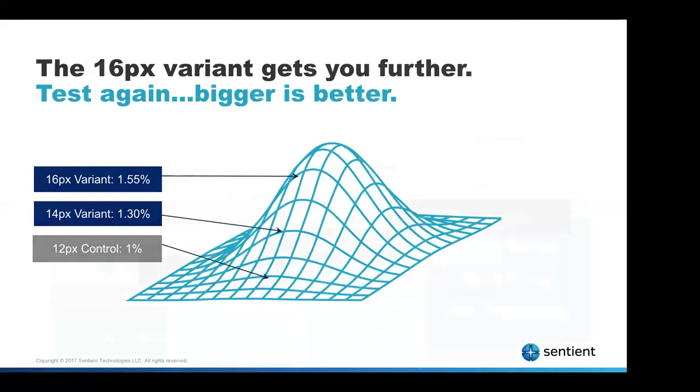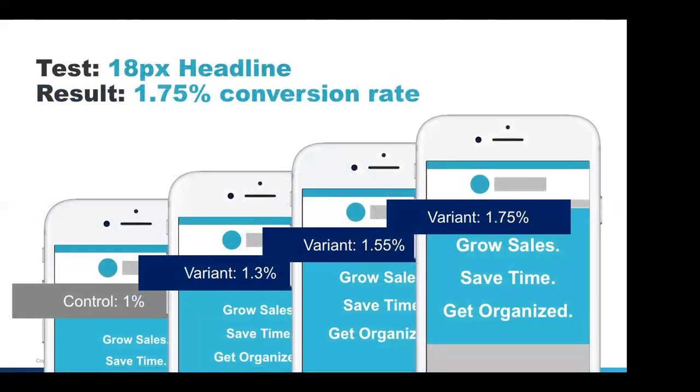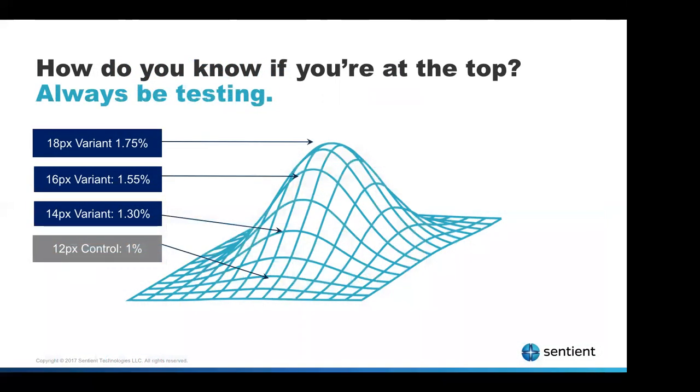Let's try it. So we try it, and now we get an 18-point headline, and guess what? It's a 1.75% conversion rate. That's great. So just by changing our headline size, we've been increasing things, and it looks really good. Let's see it on the wireframe. Well, on the wireframe, now we're at the top of this hill.